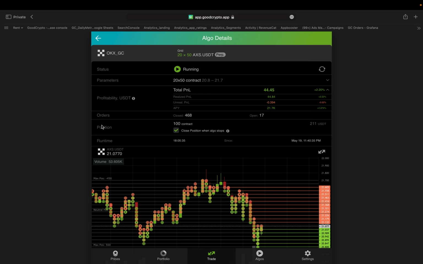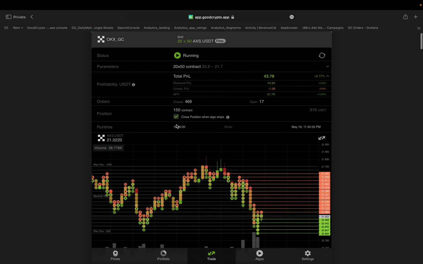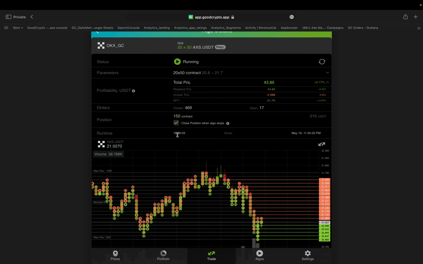So that's an algo running on OKX Futures. The instrument is AXS USDT. Okay, sorry for that. So it's run on AXS USDT futures. And it was set up actually 18 hours ago. And long story short, in those 18 hours, it made as of now 43.90, around 44%.